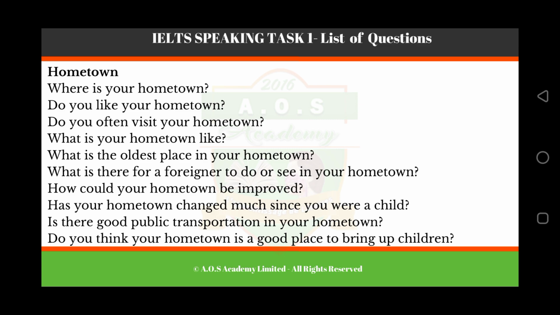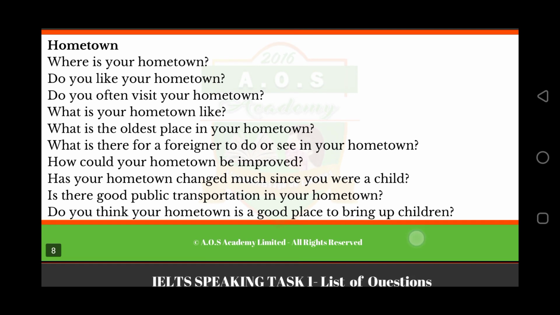We have the hometown. They will ask you where your hometown is. You have to tell them where your hometown is and remember to add some little bits of information. Okay, so do you like your hometown? You tell us if you like your hometown and you add the reason why you like it. Do you often visit your hometown? You tell us if you often visit your hometown and why you go there often. And if you don't visit it often, you tell us why not.